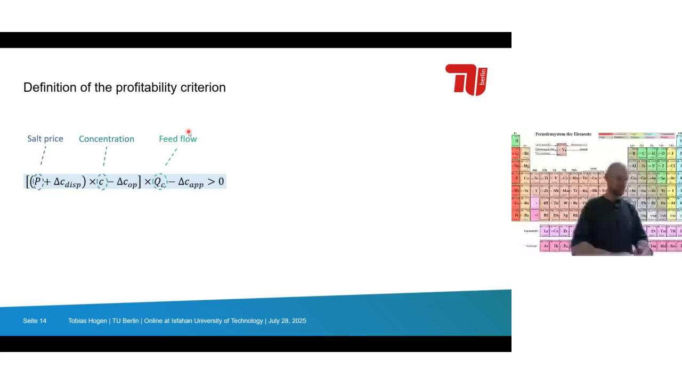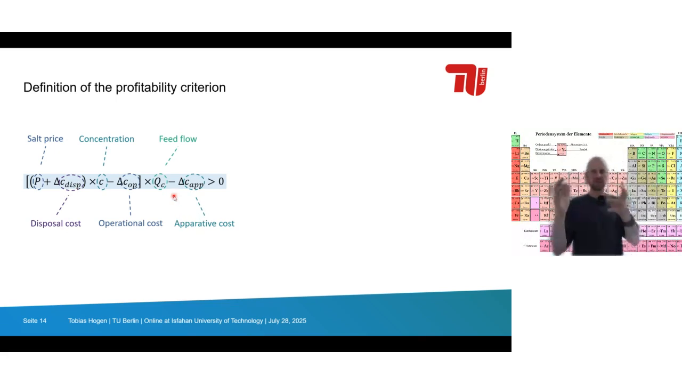And on the other hand, you have the costs. These are the disposal costs, the operational costs, and the operative costs. If we want to think about whether it makes sense to recover a salt or not, we have to look at delta costs. Delta disposal costs: if we recover a salt, we don't have to dispose the same amount. If this difference is lower than 0, then we have a positive business case in theory.